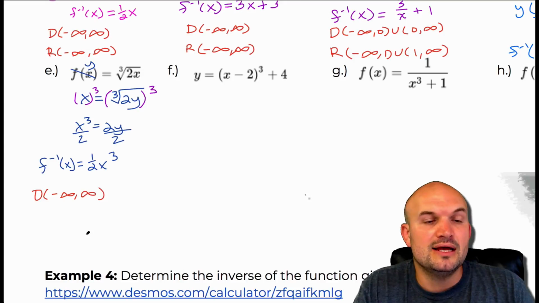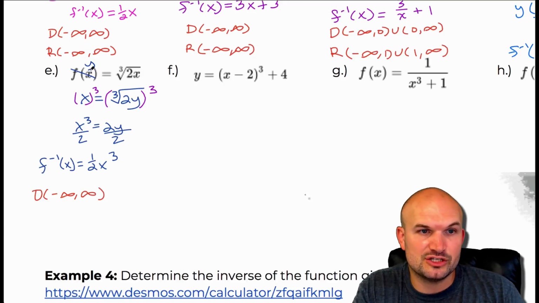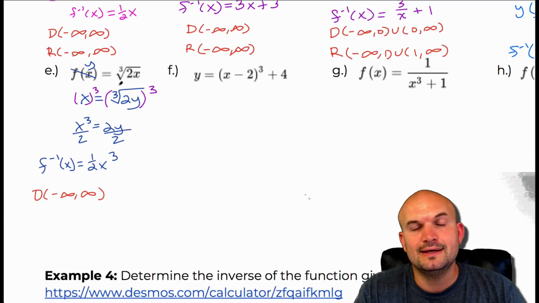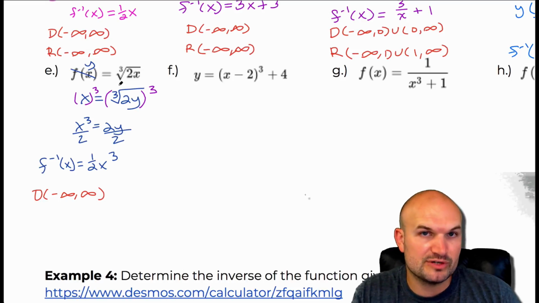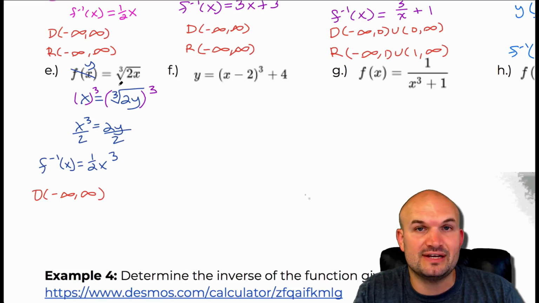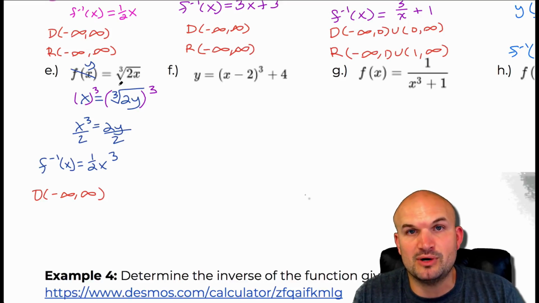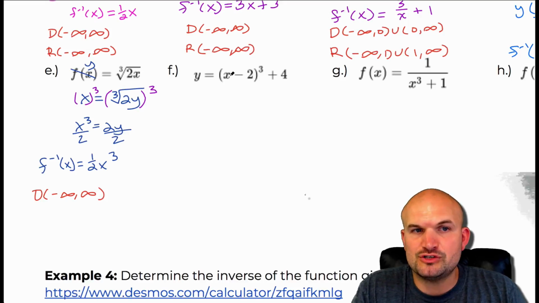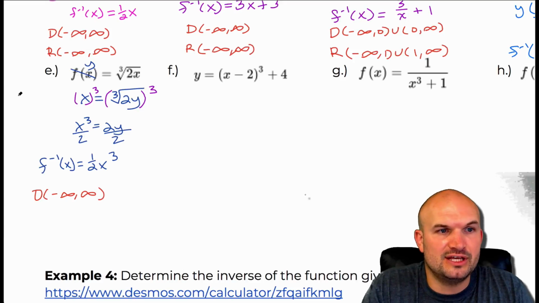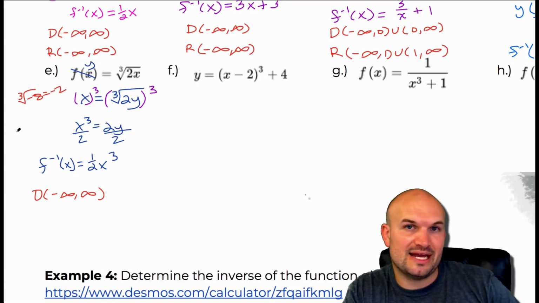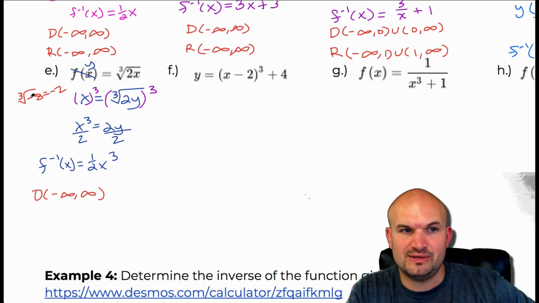Now, the range of this function, again, is the domain of the cube root. But here's the important thing. Remember, we are restricted when we take the square root of a negative number. The square root of a number has to be positive. We're not restricted on taking the cube root of a negative number because, for instance, the cube root of negative 8 is negative 2. Why? Because negative 2 times negative 2 times negative 2 equals negative 8.